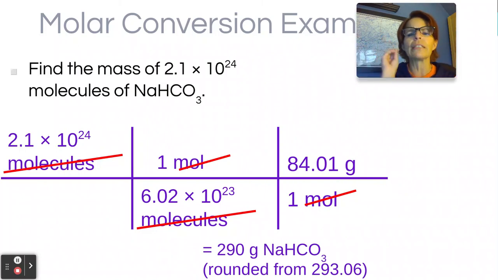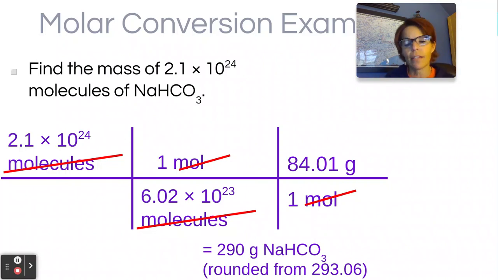Be careful. Please do this in your calculator right now to make sure you get the same answer. You need to do 2.1 times 10 to the 24th times 1 times 84.01 divided by parentheses 6.02 times 10 to the 23rd times 1, close parentheses. Make sure that you close that parentheses. Try it without closing the parentheses and see what happens. And so make sure you get the right answer.